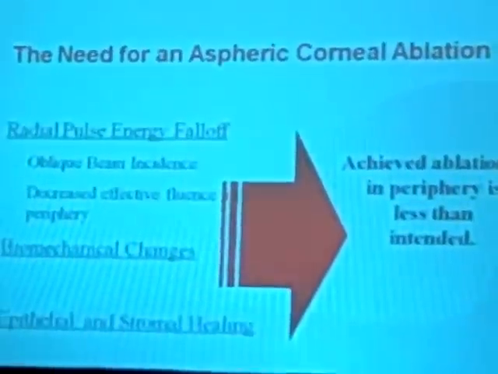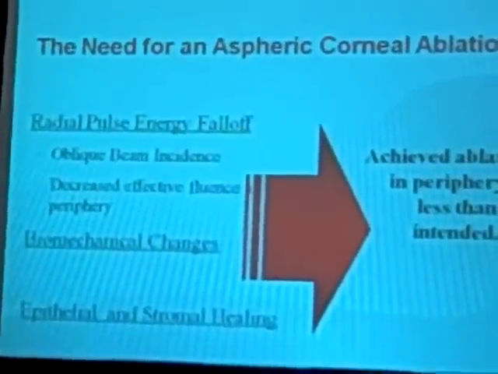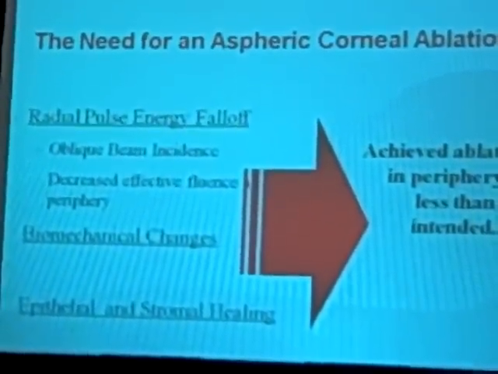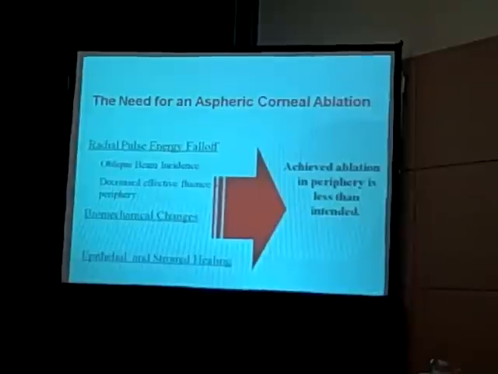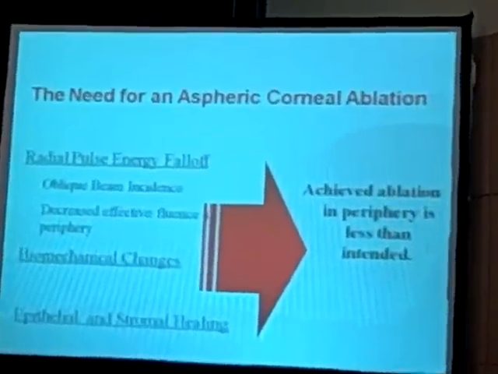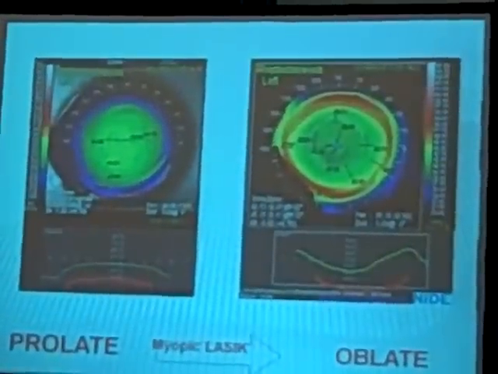The form of the impact and the direction of the laser in the peripheral part of the ablation is confounded by obliquity and the lack of influence, so we have to make some adjustment for that. In addition, we have to adjust for biomechanical changes because there's some retraction of the cut fibers, and of course, there's wound healing. So all of these factors have to be brought together in order to give ourselves the kind of contour that we want.